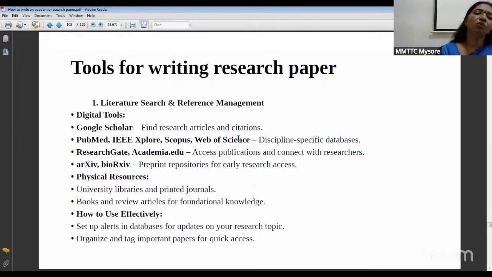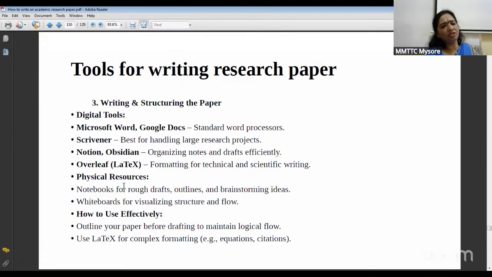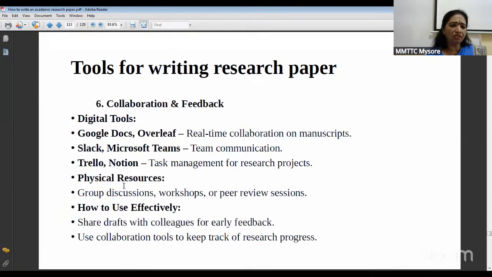Okay. So what are the tools for writing a research paper? A lot of tools are there: Google Scholar, PubMed, ResearchGate, arXiv, bioRxiv, physical resources. A lot of digital tools are there. I'm going to leave all these things.